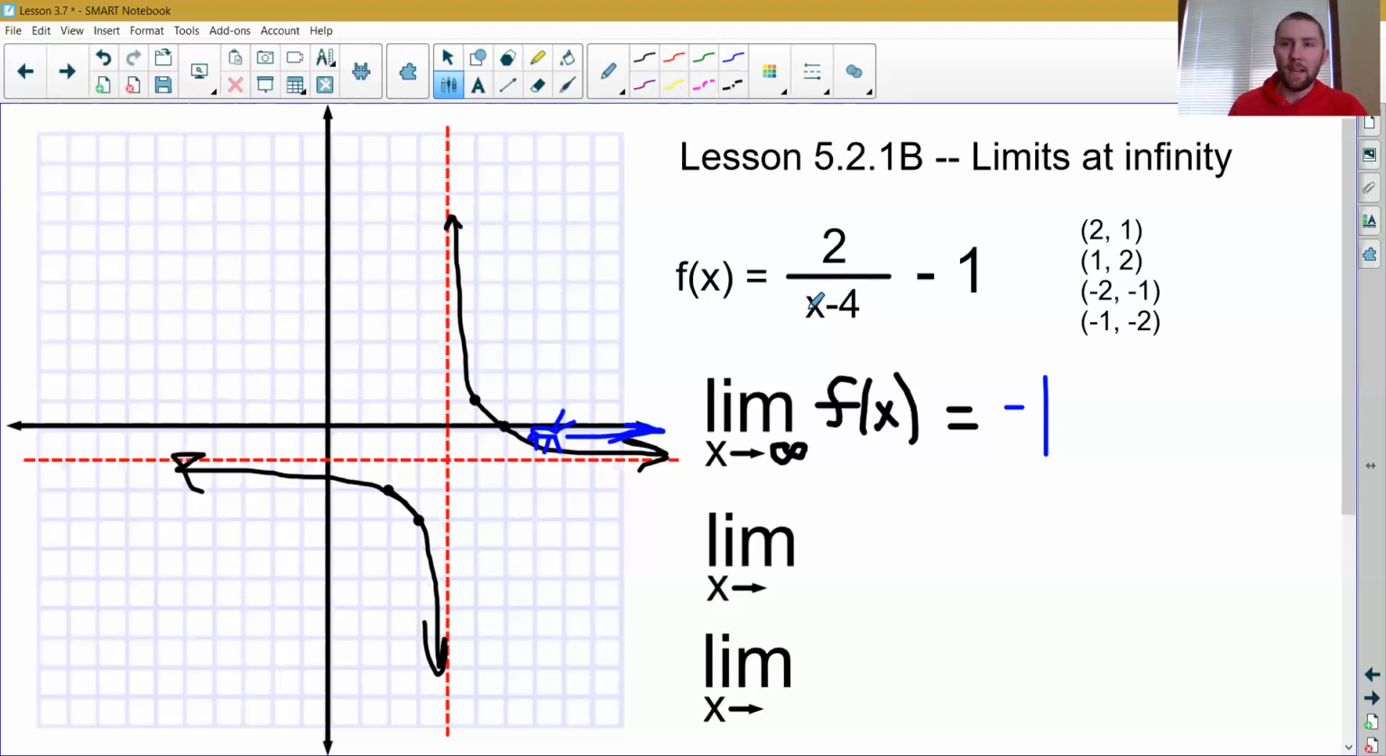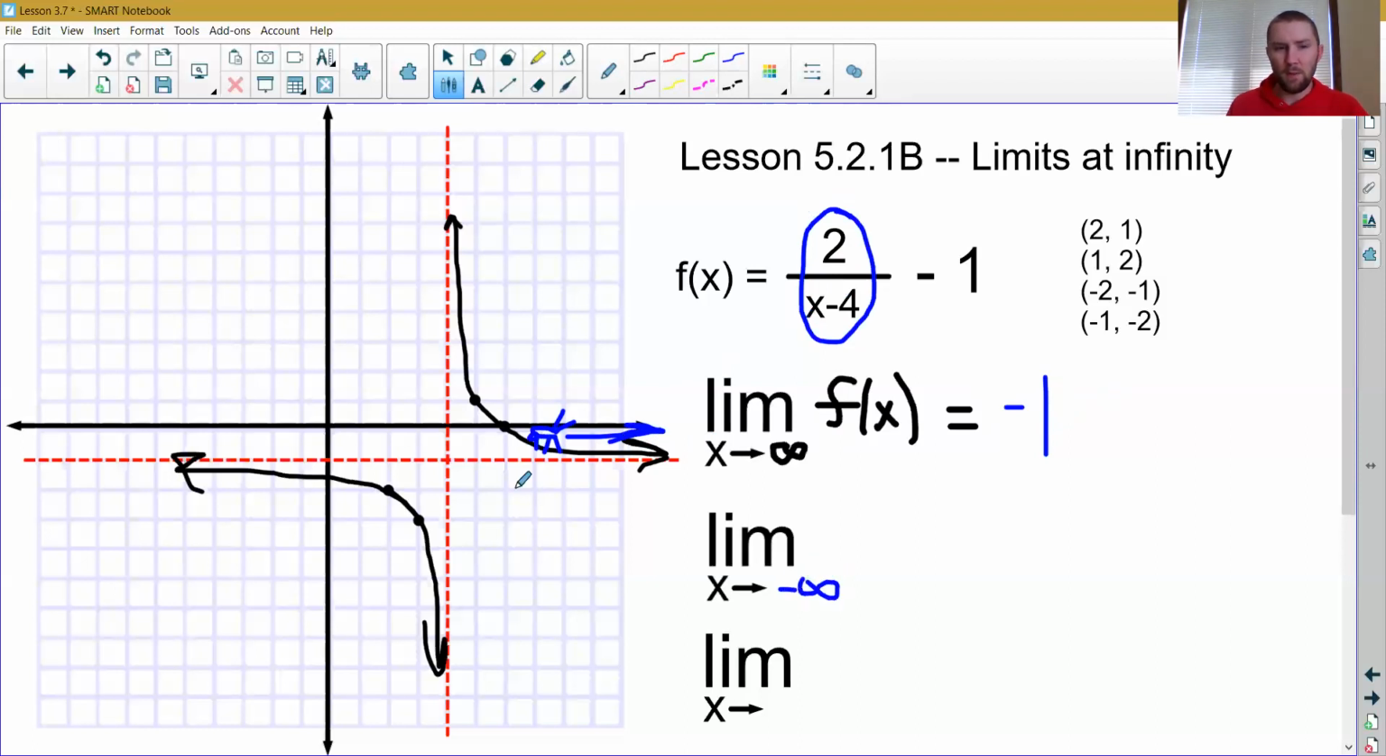So when we put a giant X value in here, this whole piece, 2 divided by X minus 4, basically becomes a big 0, okay? It's basically nothing. So then the function's value just says 0 minus 1. 0 minus 1 is negative 1. So that's why our limit as x is approaching infinity and getting very, very, very large is negative 1. Okay? We can either see it on the graph because of the horizontal asymptote, or we can see it here from our function.